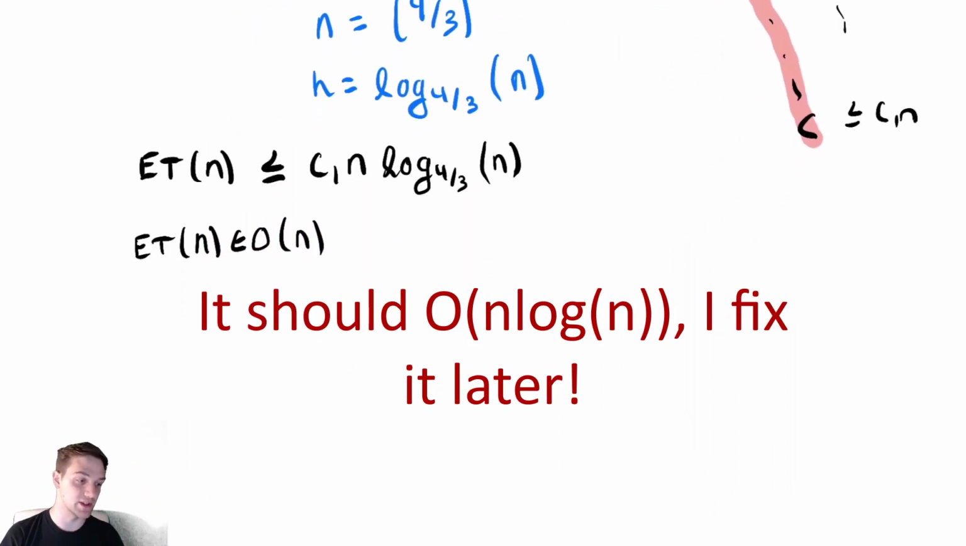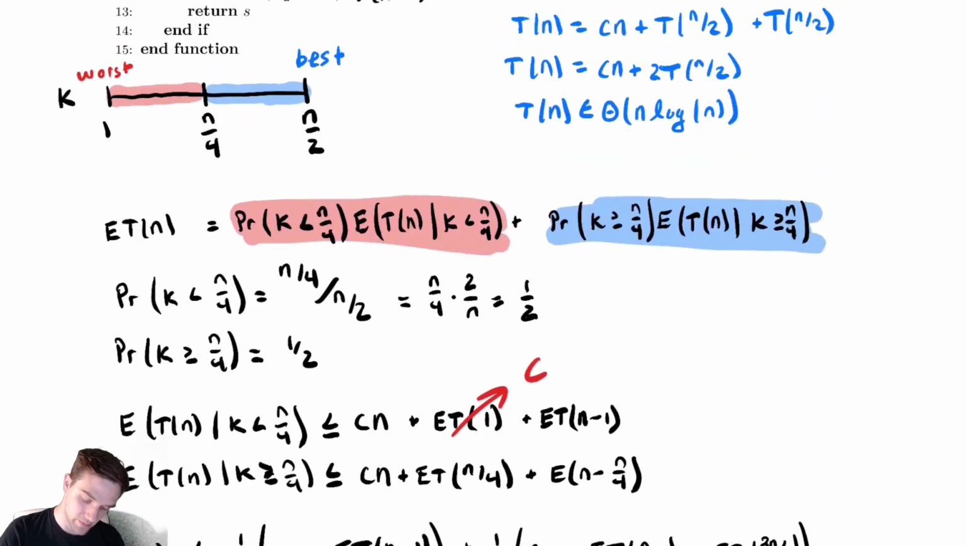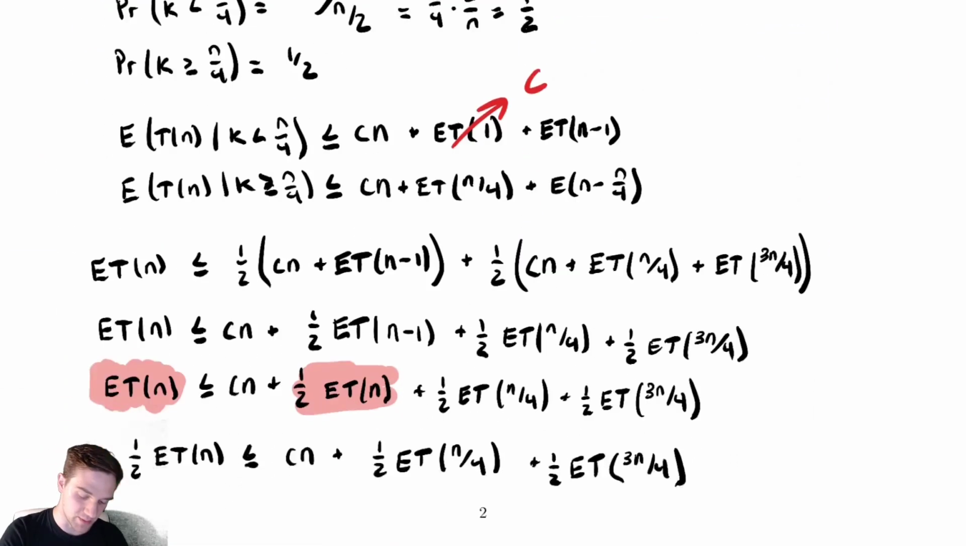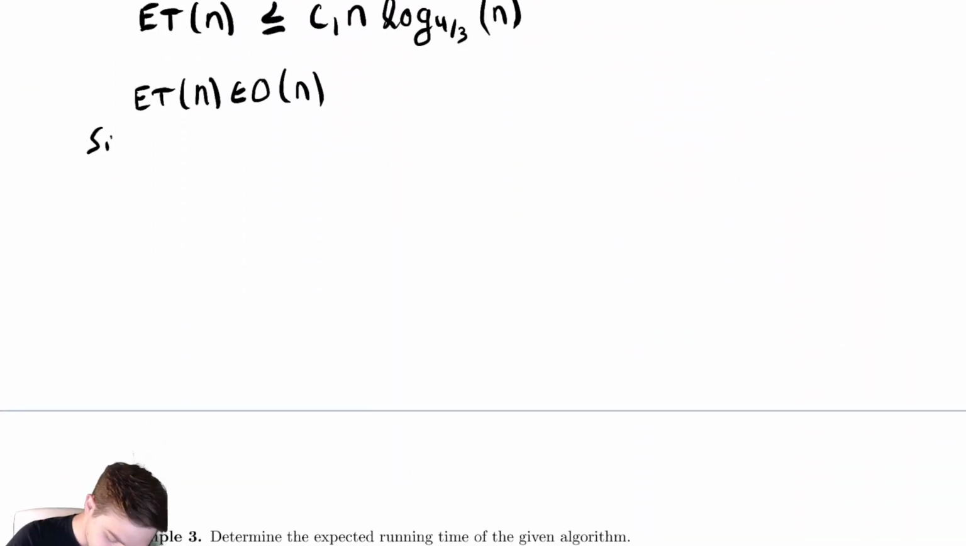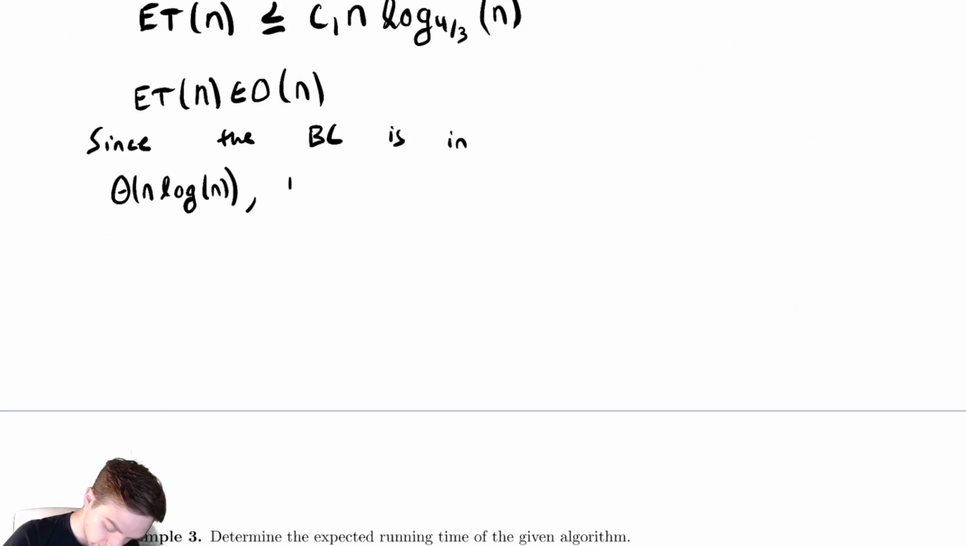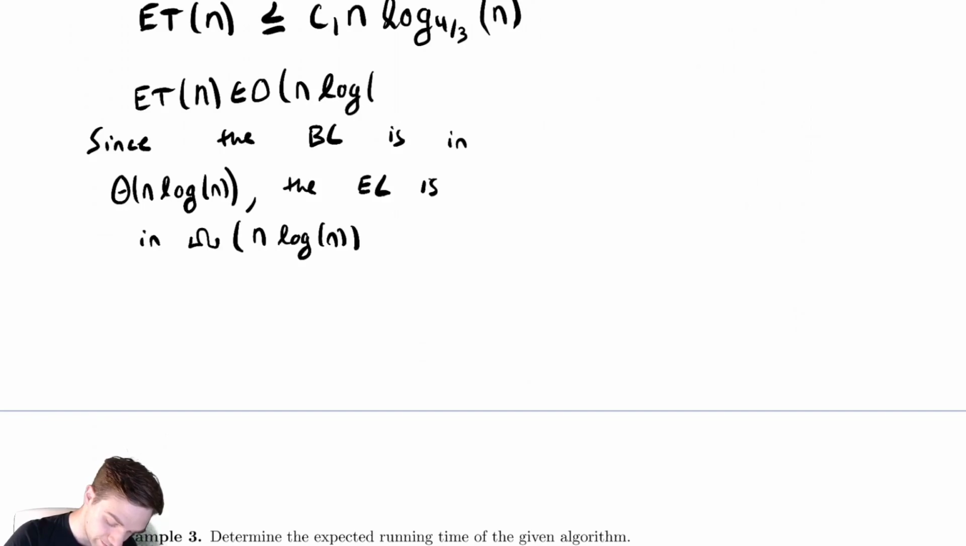And just like we saw in our previous example, it turns out that in this case, we had that our best case was also in n log n, which means that that is definitely a lower bound. So since the best case is in theta n log n, the expected case is in omega of n log n. I just noticed I had a typo. I apologize. This should be big O of n log n. If it's in big O of n log n and big omega of n log n, the conclusion that we must draw is that ET of n is in theta of n log n.